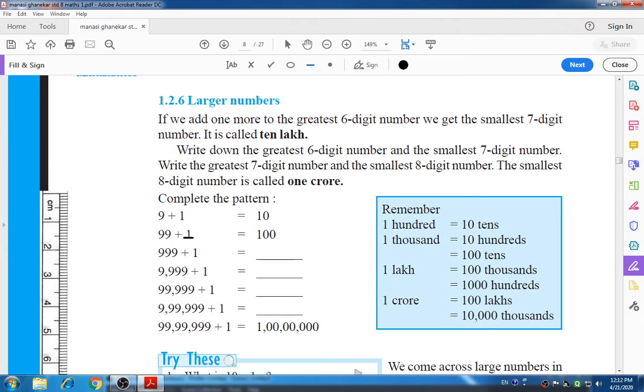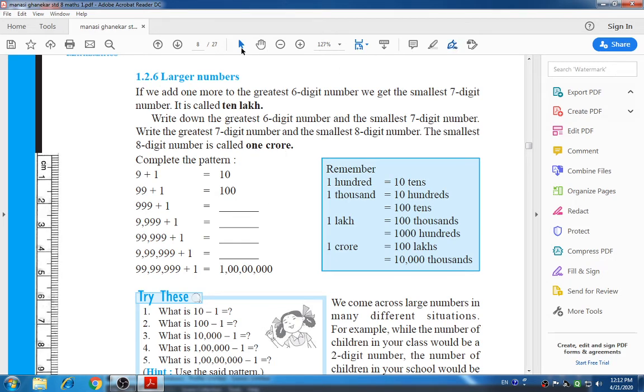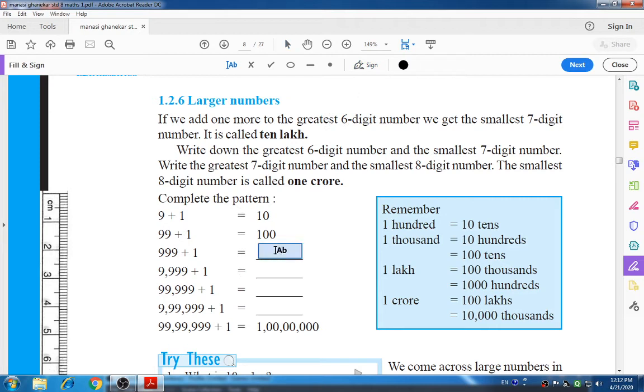Okay, the larger numbers. Look at your complete pattern. We have to complete that pattern. 9 plus 1 is equal to 10. 99 plus 1 is equal to 100. 999 plus 1 is 1000. 9,999 plus 1 is 10,000. Again 99,999 plus 1, I will get here 1 lakh. Again 9,99,999 plus 1, I will get here 10 lakh. And like that 99,99,999 plus 1 gives us 1 crore.